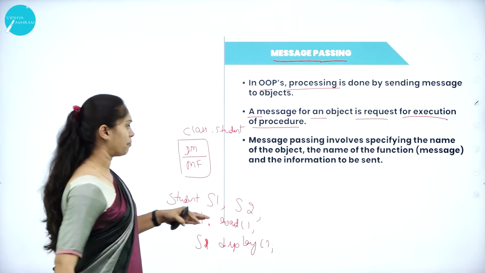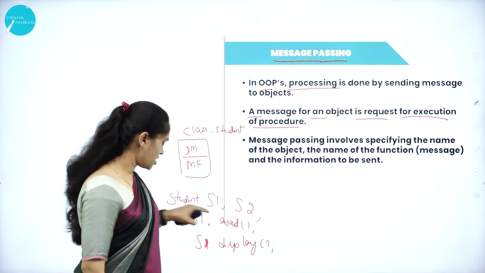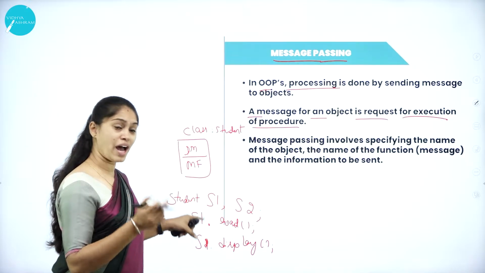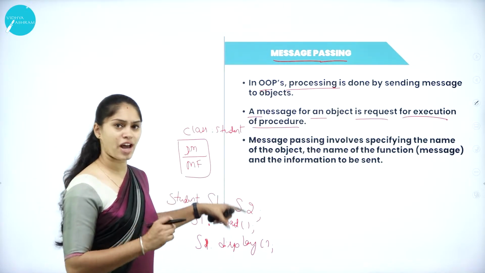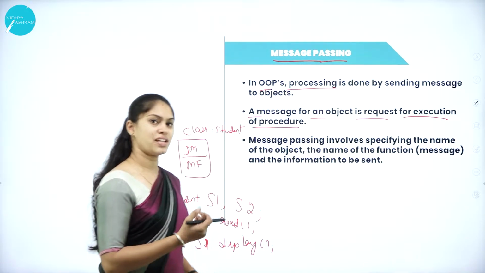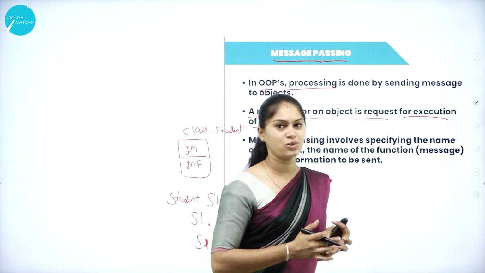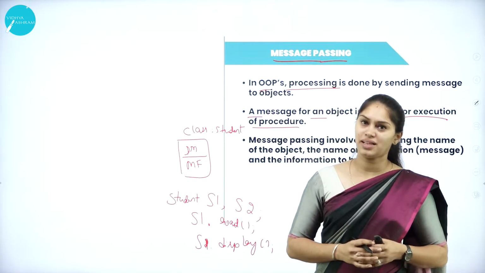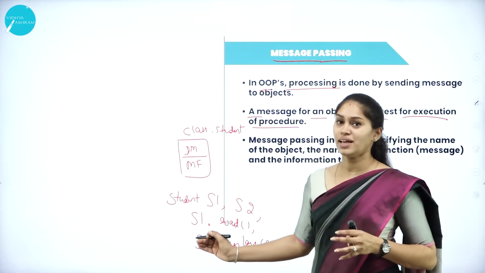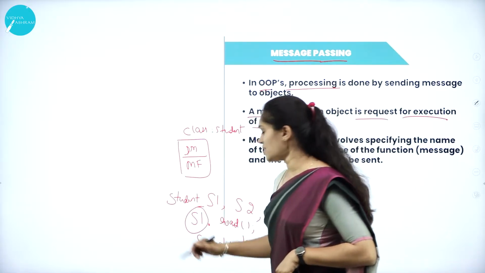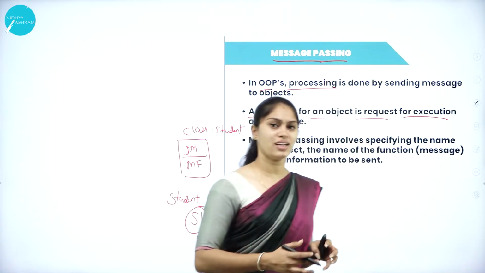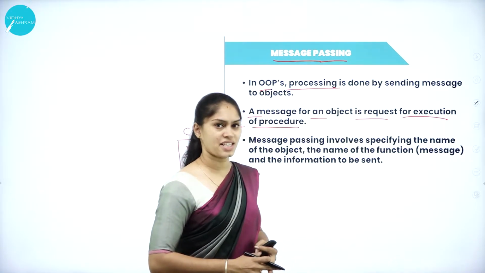So what is going to happen now? I'm sending a message to the object. What I'm saying is, you have to execute now. So you have to execute the procedure. That means we are making it active. So we are calling this method by making use of this object. So that is the reason for using message passing.